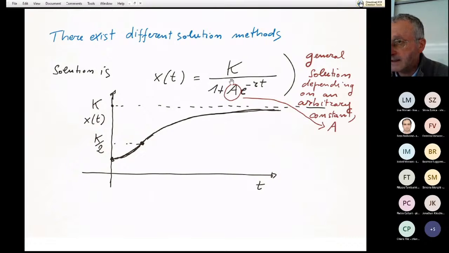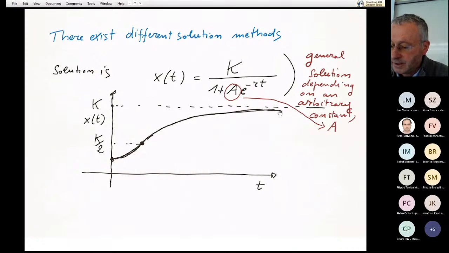And the shape is like this. You see an exponential-like growth initially, a kind of inflection point, and then something which is smooth, as long as it approaches the carrying capacity level. So this is basically the solution formula.